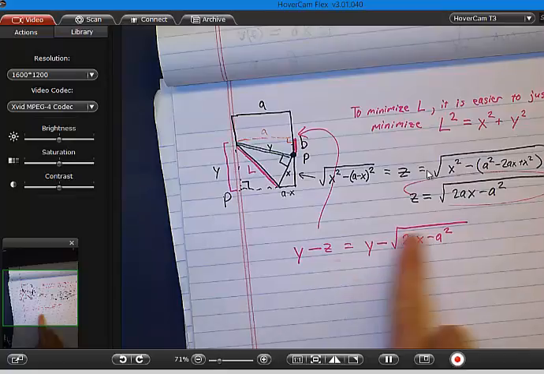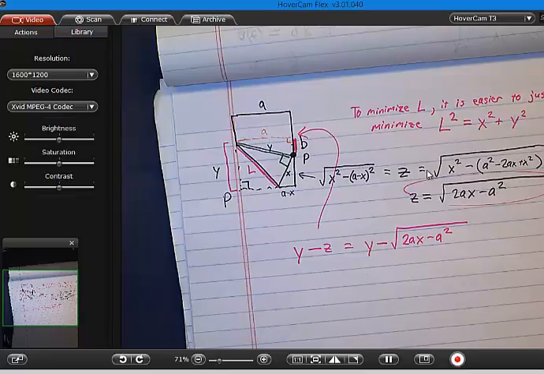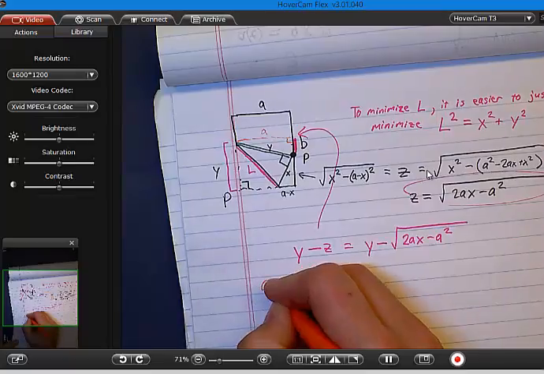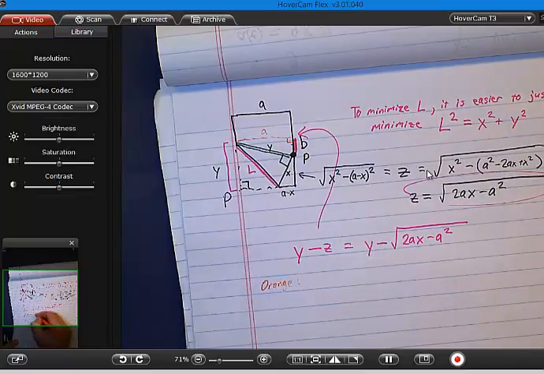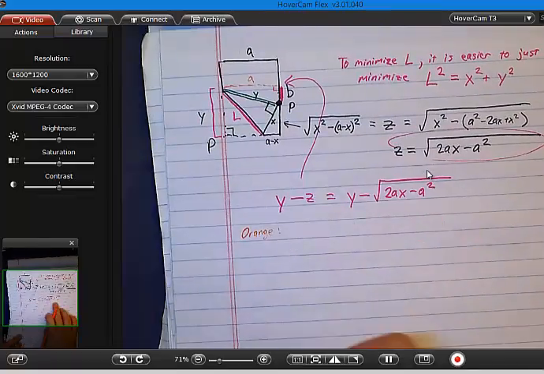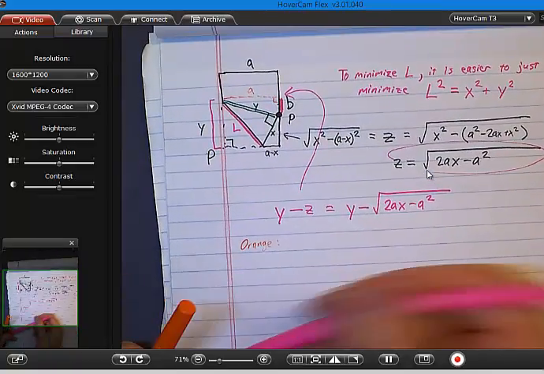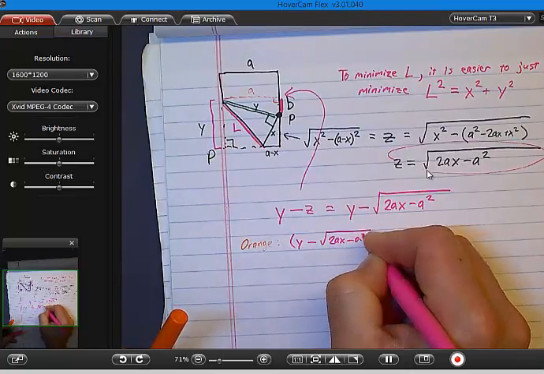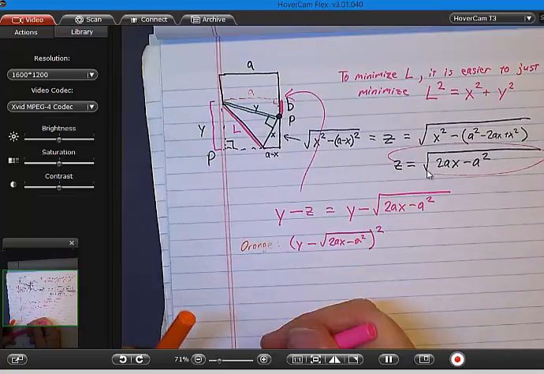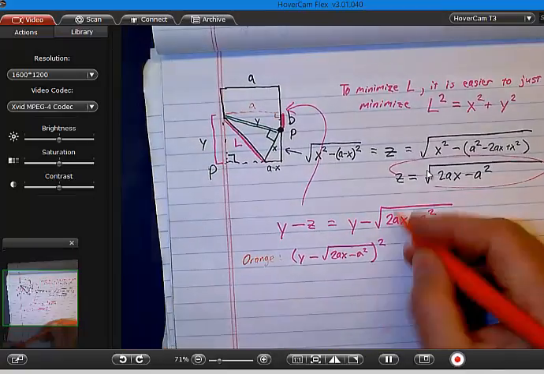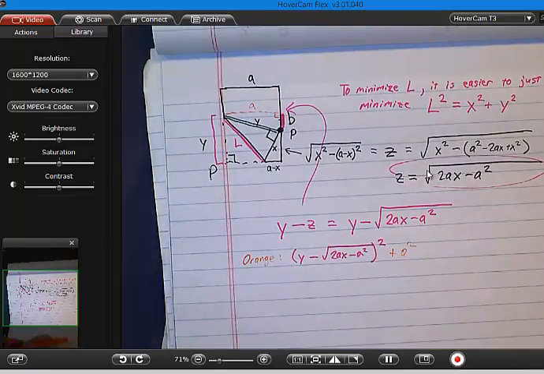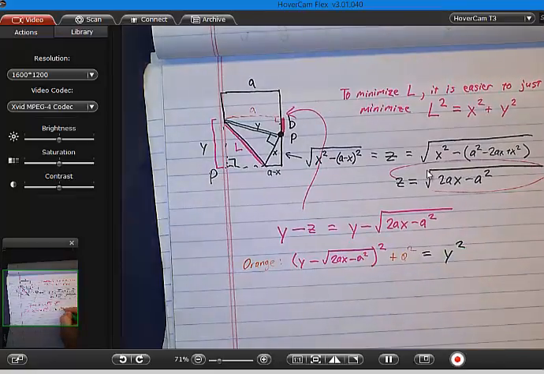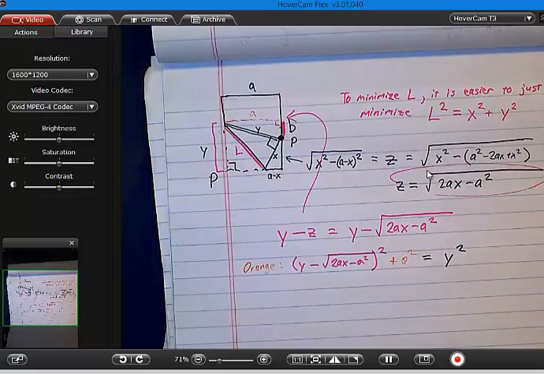So, from this, you can now solve in the third. I basically need the orange triangle now. The orange triangle tells me if I take this mess and square it, so Y minus the square root of 2AX minus A squared, squared, plus A squared, what does that have to equal? Has to equal Y squared, right? That's the third triangle up there.